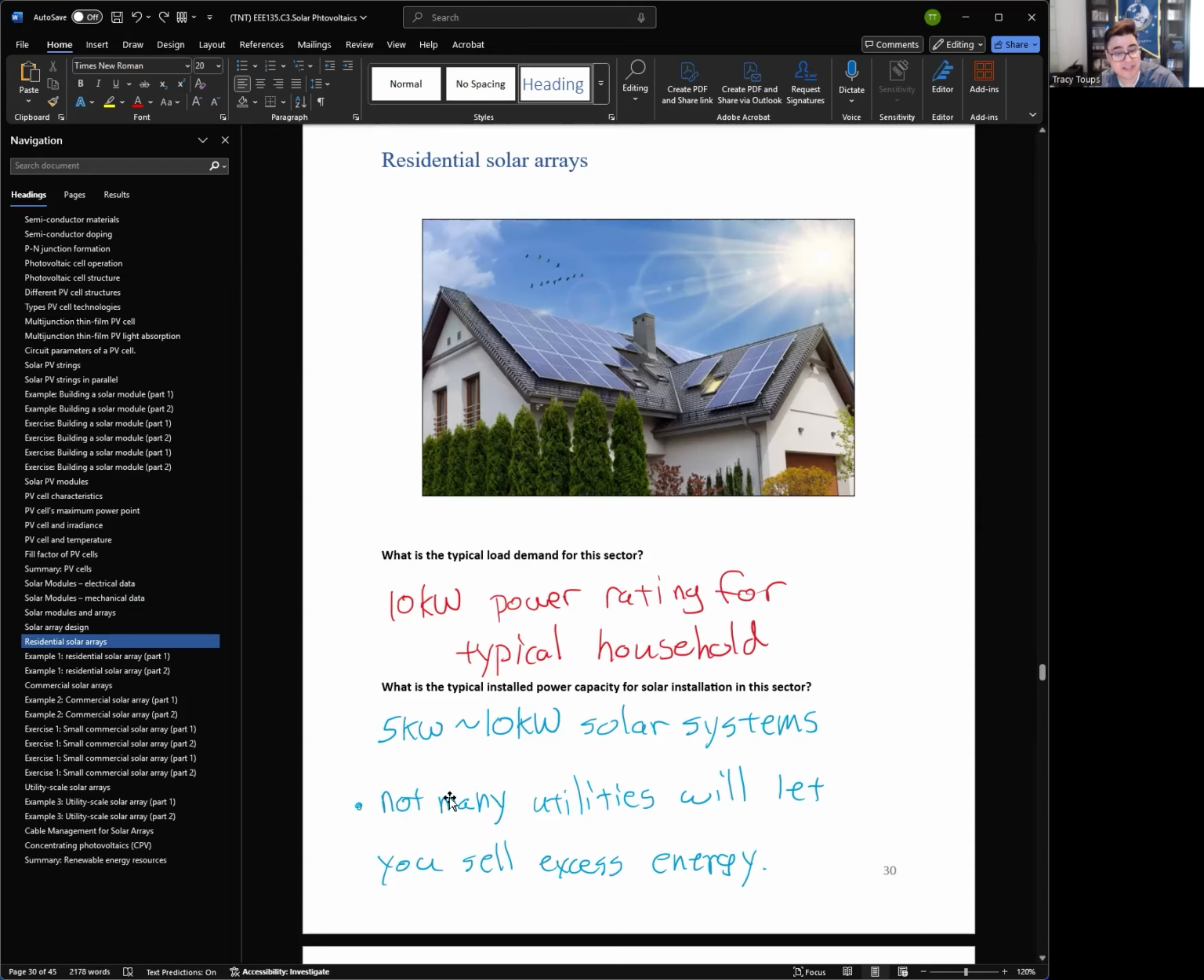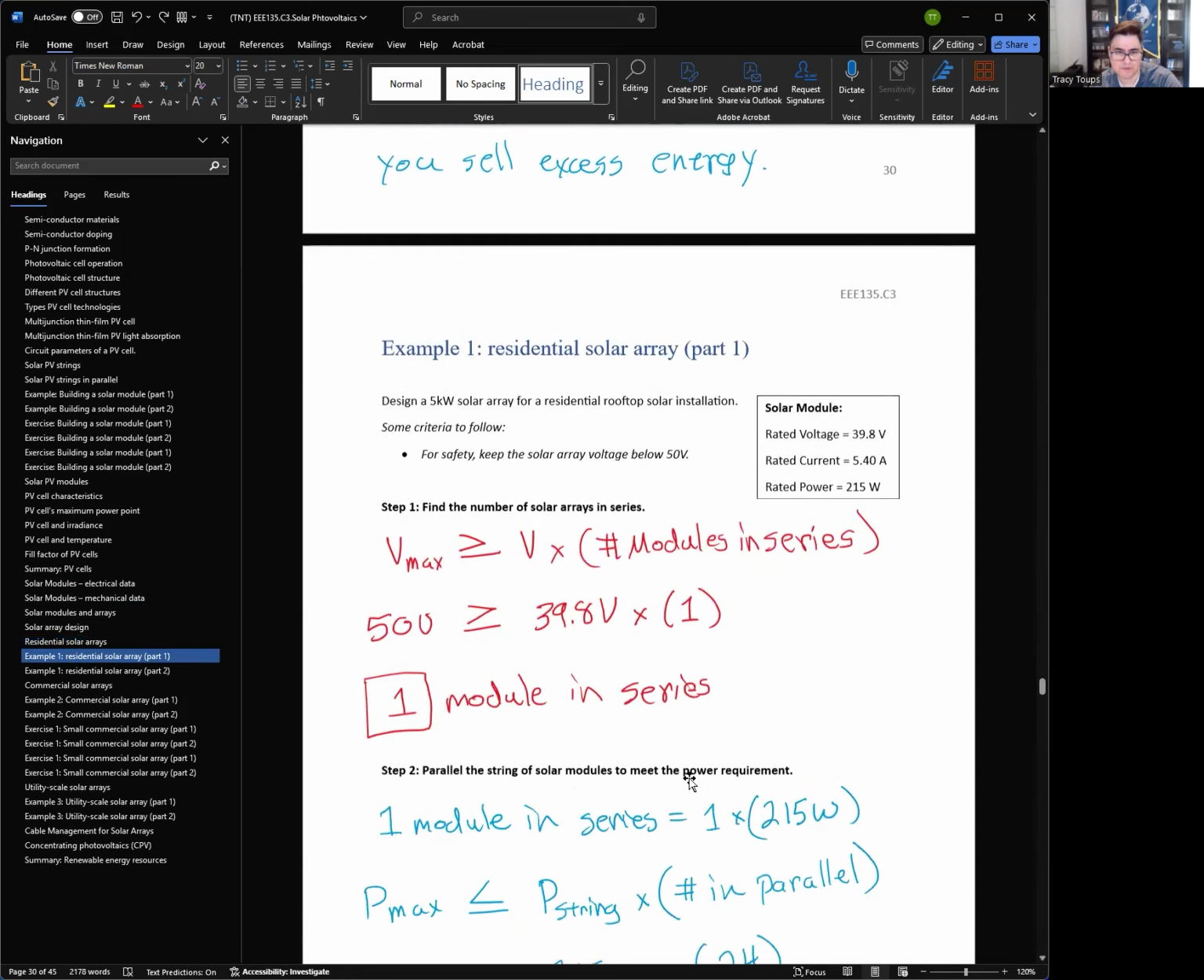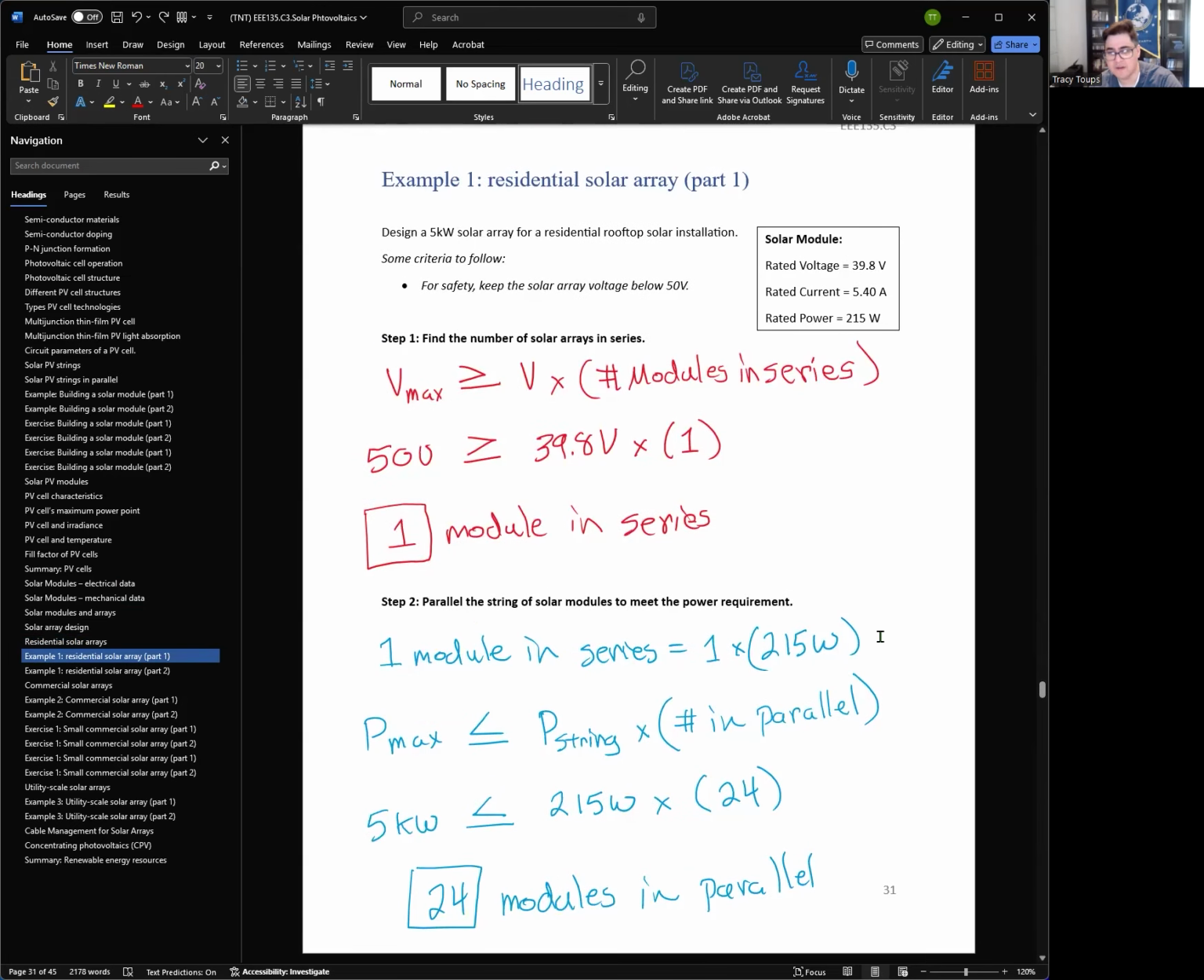So with that being said, it's typically better to match your residential solar array to your house load, or less if you want to save money. Don't do more. You're just wasting money, in my opinion. Okay. So here's a good example of speccing out a typical solar array for your house. Let's design a relatively small 5 kW solar array for residential rooftop solar installation.